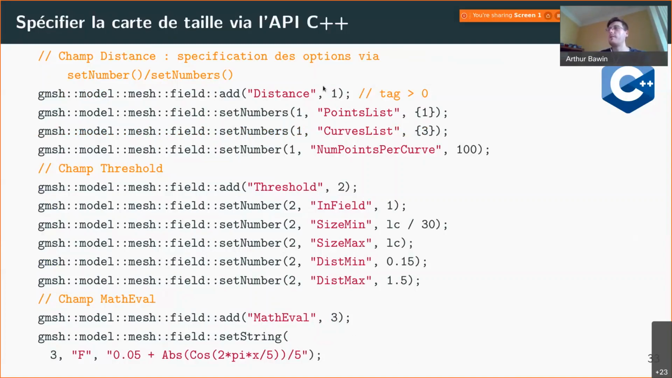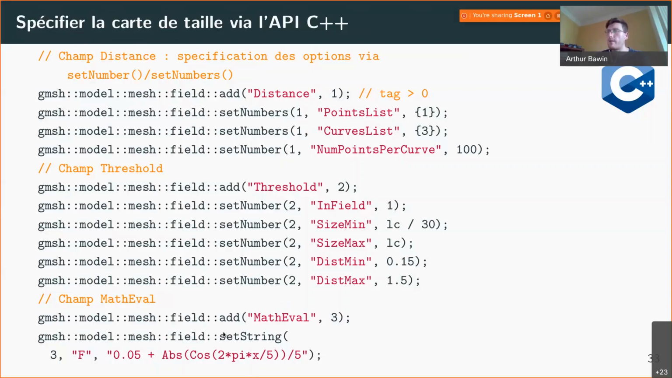So the main difference is that in the C++ API, the tag starts at 1 and not 0. We're going to use, in the same fashion, the function set numbers or set number to give a value or a list of values to the attributes of the field. We create a threshold. We give as an input the distance field, and yeah, the rest is pretty straightforward. It's just the adaptation of our distance, threshold, mateval fields.